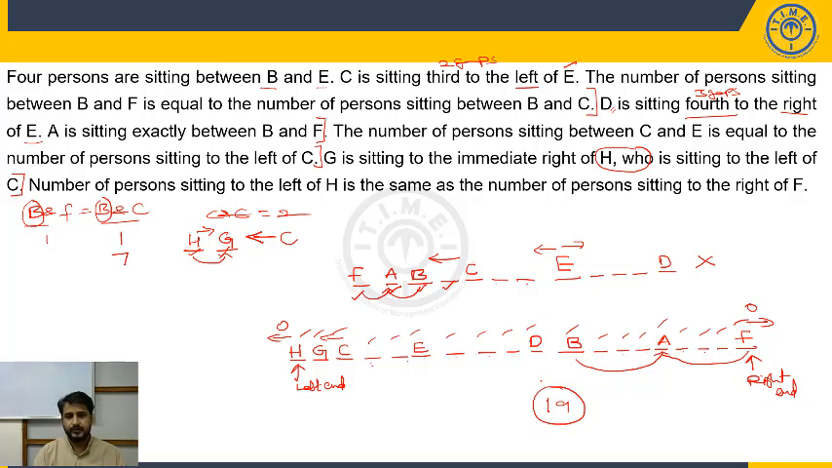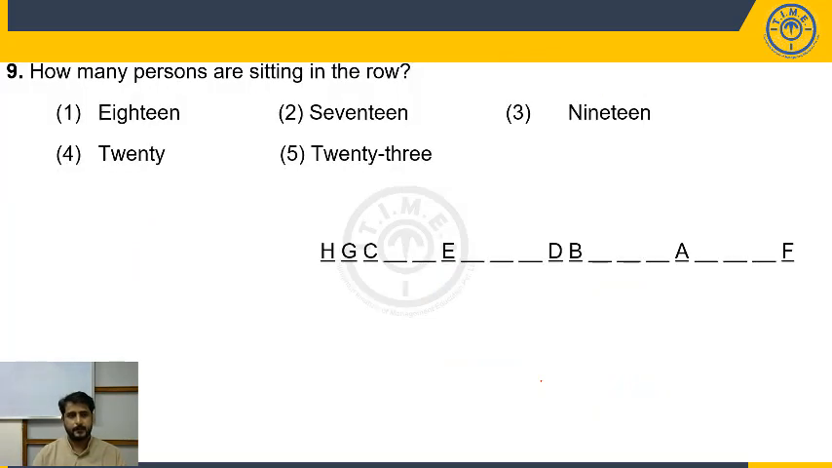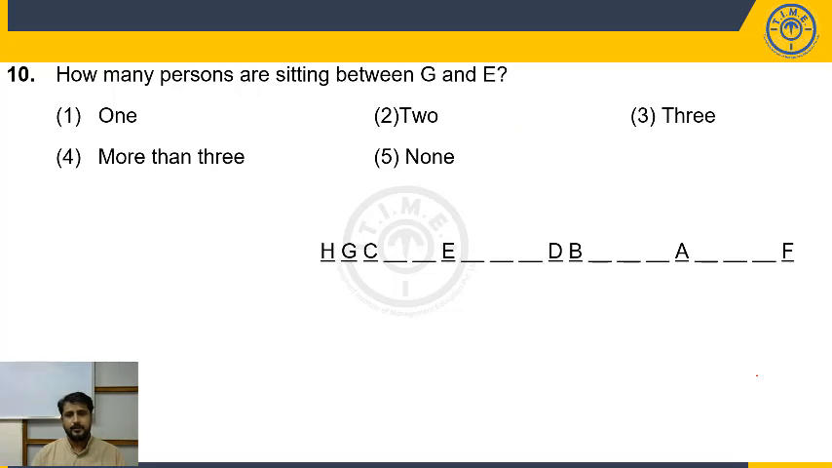Let's answer the questions. How many persons are sitting in the row? Just now we discussed, 19. Choice 3. How many persons are sitting between G and E? G and E, 1, 2, 3. The answer is 3. Choice is also 3.